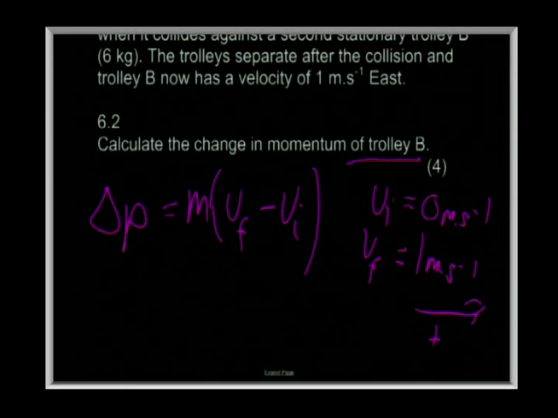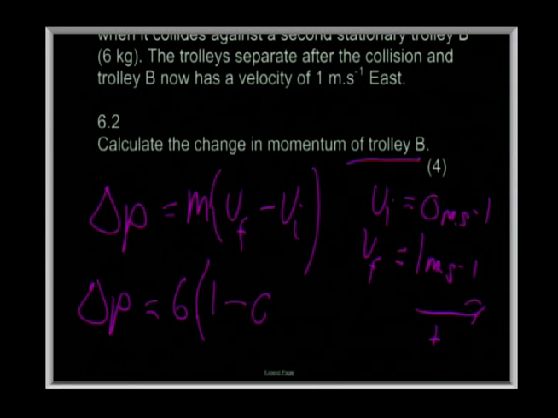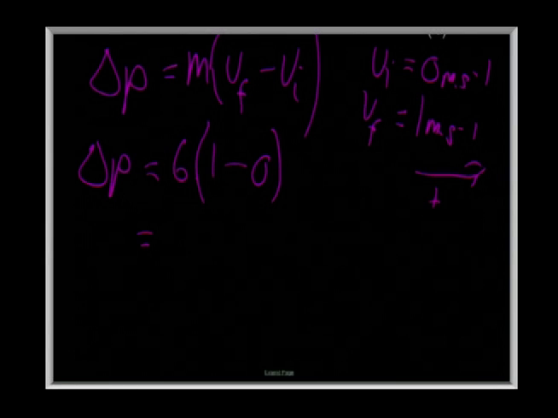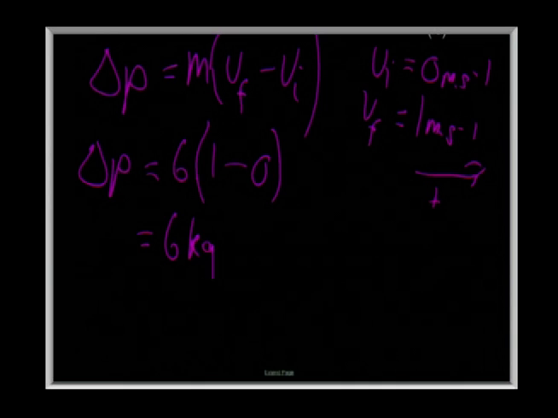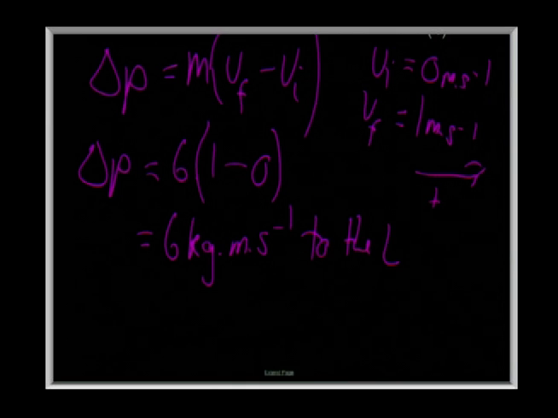And what you're going to see is not too difficult a substitution. The mass was 6 kilograms. The final velocity was 1 minus 0. We substitute that in, which gives us 1. So the change in momentum is 6 kilogram meters per second, and this is to the east. Please make sure that you understand that both momentum and change in momentum are vectors. If they don't say magnitude, you must give direction in your answer.